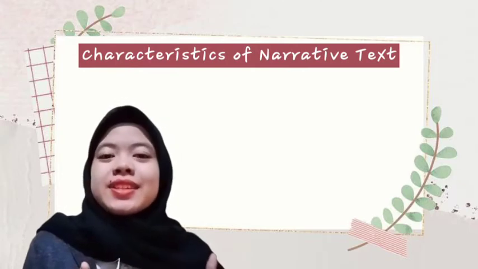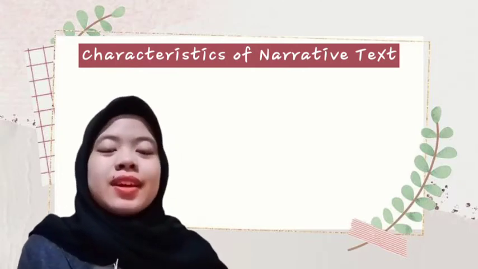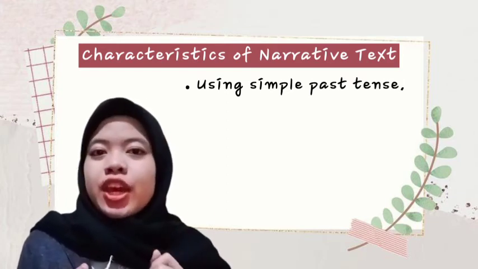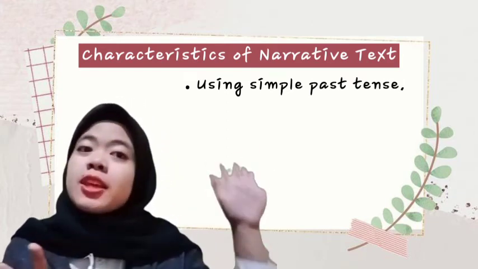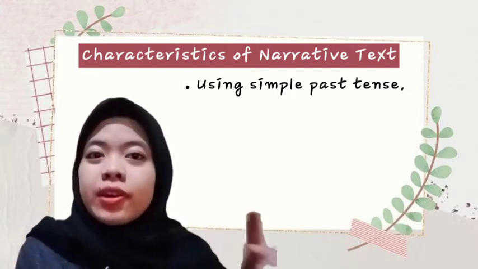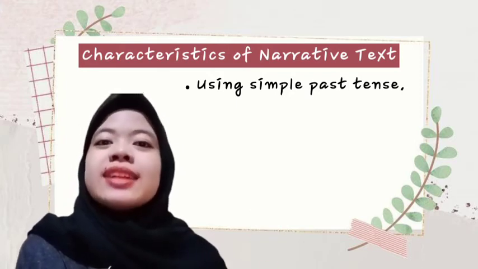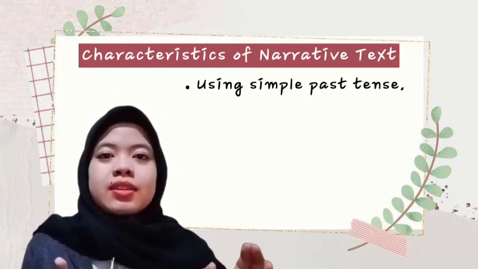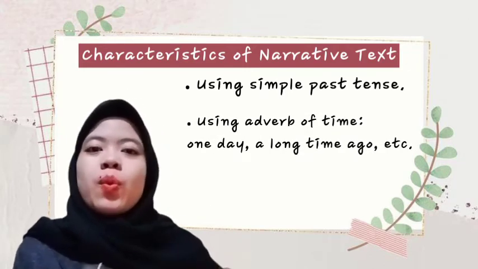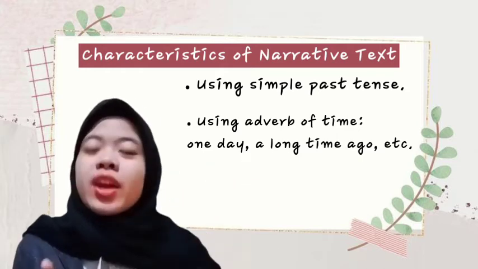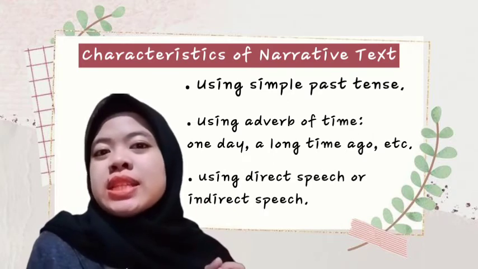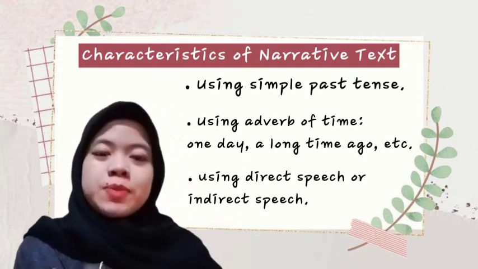The characteristics of narrative text. Narrative text usually uses simple past tense in which it tells a past event. For example, Thumbelina found a bird that was sick and she nursed it. Also in narrative text, there are adverbs of time such as one day, once upon a time, a long time ago, etc. Also, narrative text usually uses direct speech and indirect speech.